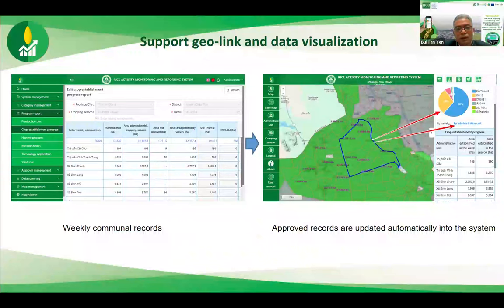Here is how the database is linked with the GIS map. Weekly, when the data is recorded from the commune or village level, it will link to the administrative map and also have a quick function to visualize the data in the digital map, in pie charts, or in the data table.